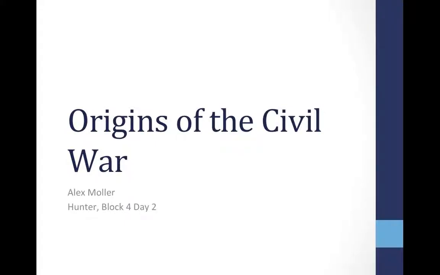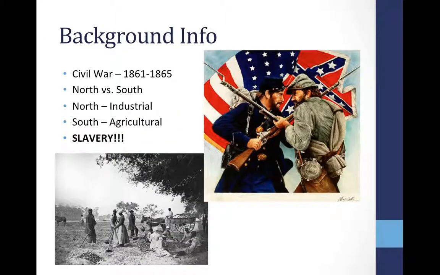So we're going to be talking about the main causes of the Civil War, things that led up to the Civil War, kind of just little tidbits and facts. So, basic background information: the war lasted from 1861 to 65. It was the North versus the South, the North being Union, the South being Confederate.